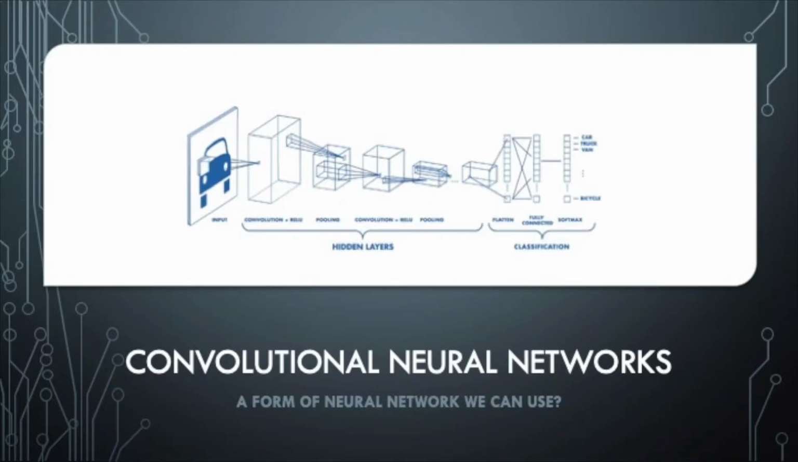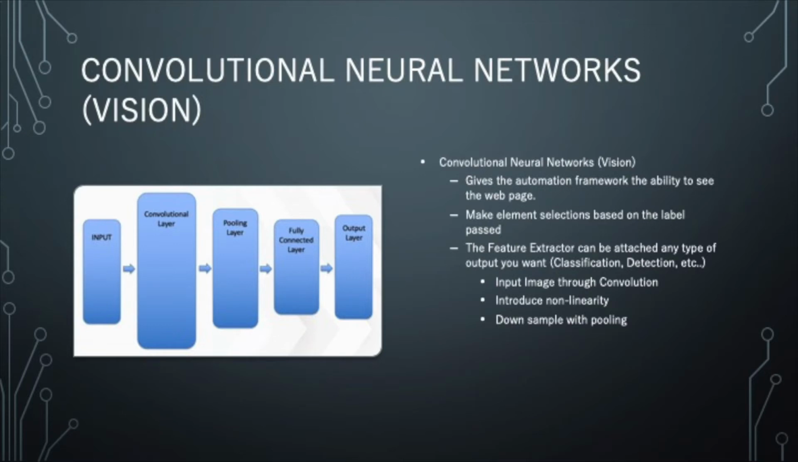A form of neural network we can use to integrate with our test automation frameworks is convolutional neural networks. Convolutional neural networks are primarily used for vision. How we can apply this to testing is that it gives our automation framework the ability to see the web page. It allows us to make element selections based on the label passed. This allows us to no longer worry about element properties such as ID or XPath, and instead focus on creating new tests. And the feature extractor can be attached to any type of output you want, classification, detection, whatever.